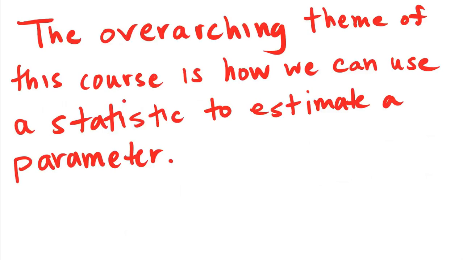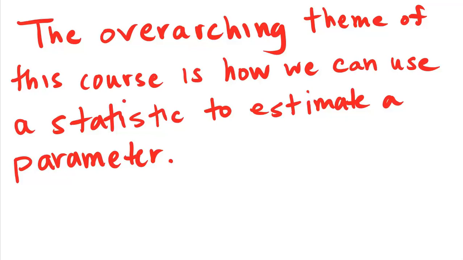The overarching theme of this course is how we can use a statistic to estimate a parameter. Basically, everything we're doing in this class is building towards how we use a statistic to estimate the value of a parameter. We often can't calculate parameters. When you hear somebody say something like 46% of all Americans have this opinion, they didn't really ask every American. What they did was they gathered a sample, and from that sample they're making an estimate. Whether or not that estimate is a good estimate has to do with how the sample was gathered, how big the sample is, and we're going to talk about all of that stuff.